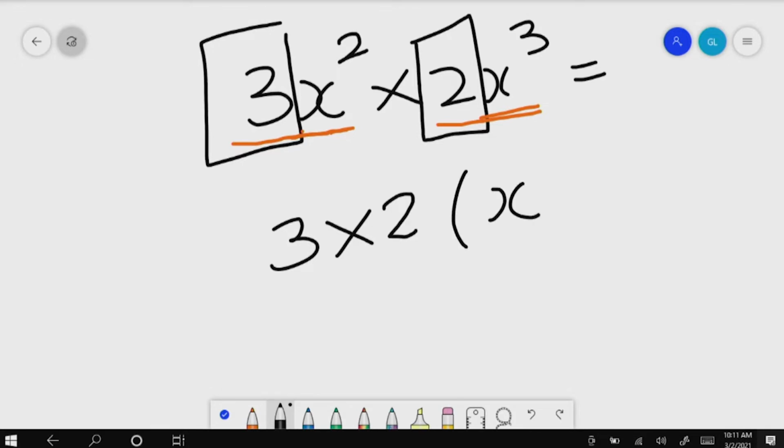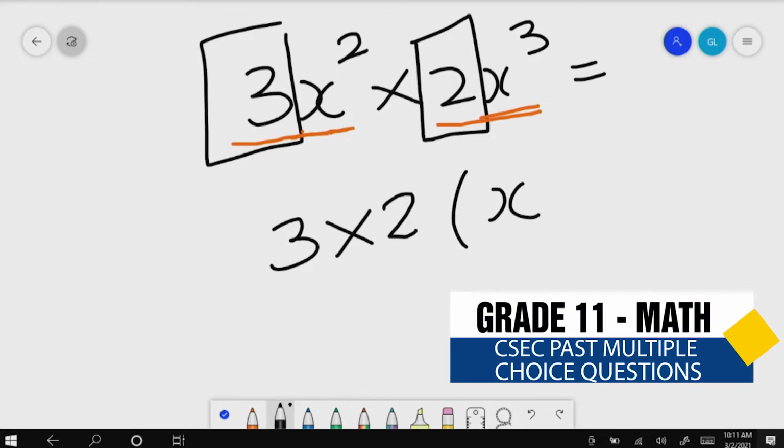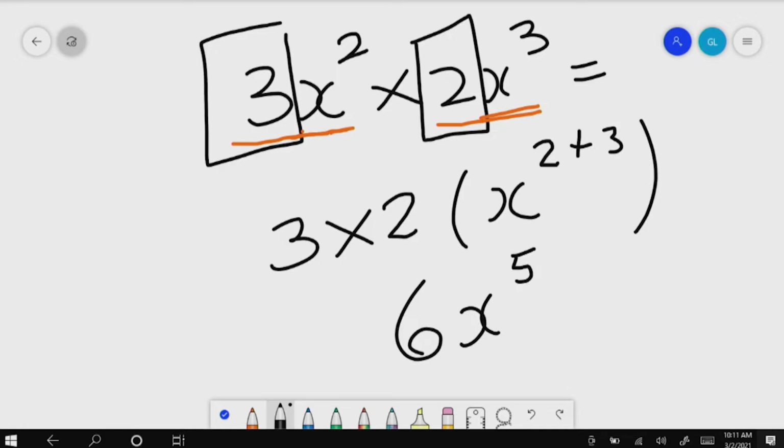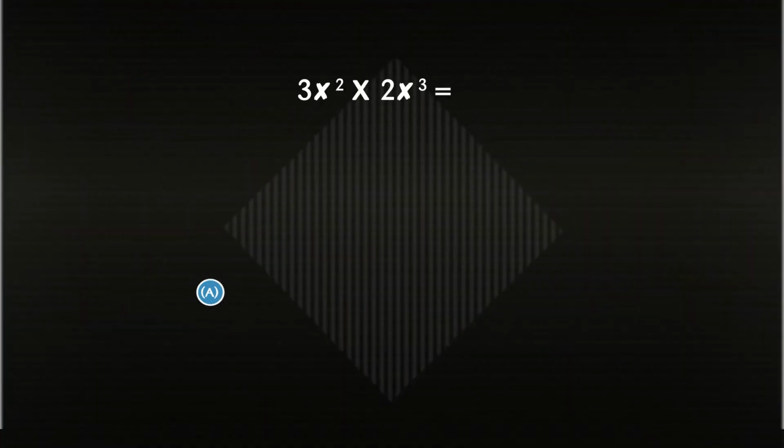And what happens to the algebraic term is that when we are multiplying base quantities which are the same, applying the laws of indices, what happens to the power is that we add the power. So this would have given us 6 of x to the 5th power. The solution for this question is A, 6x to the power 5.